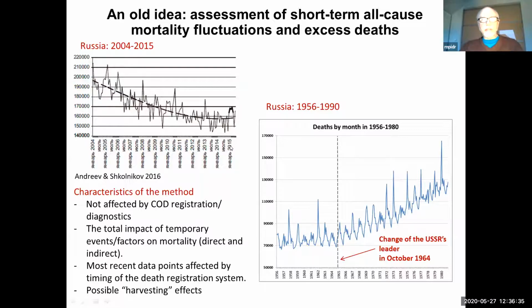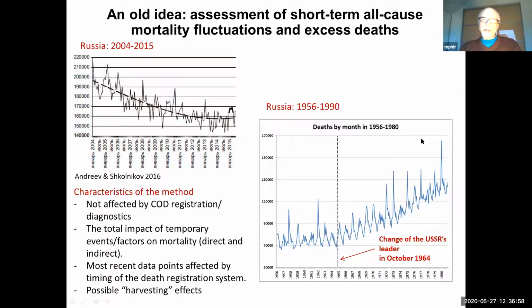So, the two examples from Russia: a trend and then fluctuations around this trend for deaths in 2004 to 2015. So mortality is going down, you see it, but there are major fluctuations. And this study was about this major flu epidemic of 2015, it's here.